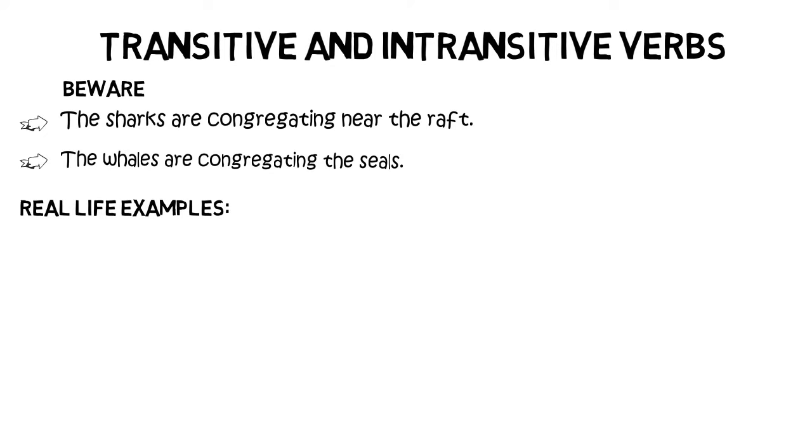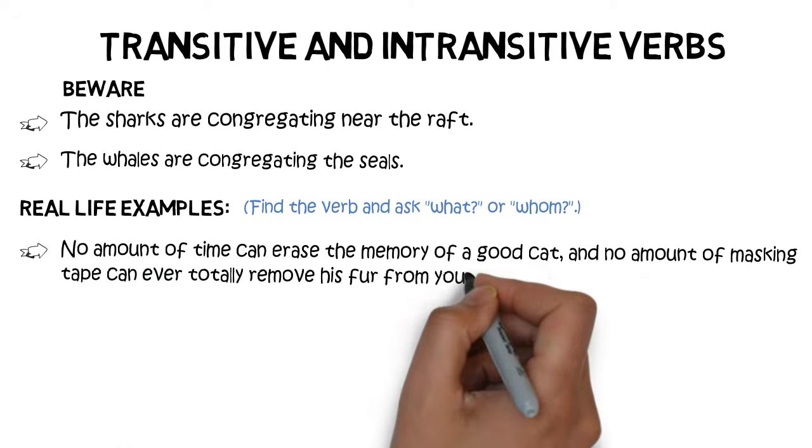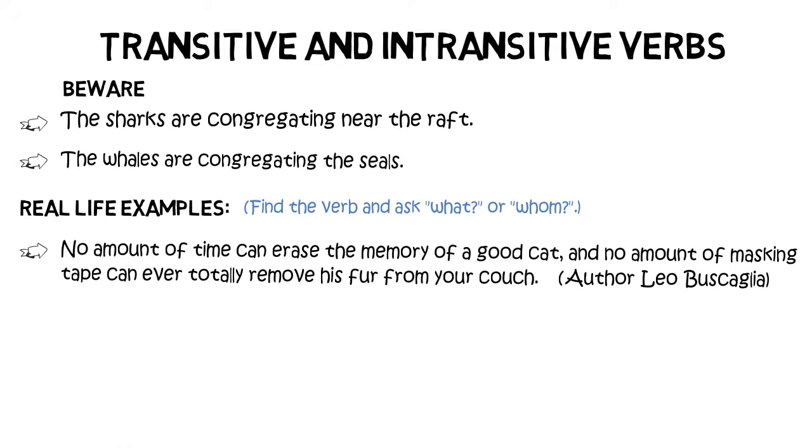The way to find out whether a verb is transitive or intransitive is to find the verb and ask what or whom. So here's a real life example. No amount of time can erase the memory of a good cat, and no amount of masking tape can ever totally remove his fur from your couch. So, let's find the verb. So this sentence has two verbs. The first one is erase. Ask what or whom. Erase what? Erase the memory of a good cat.